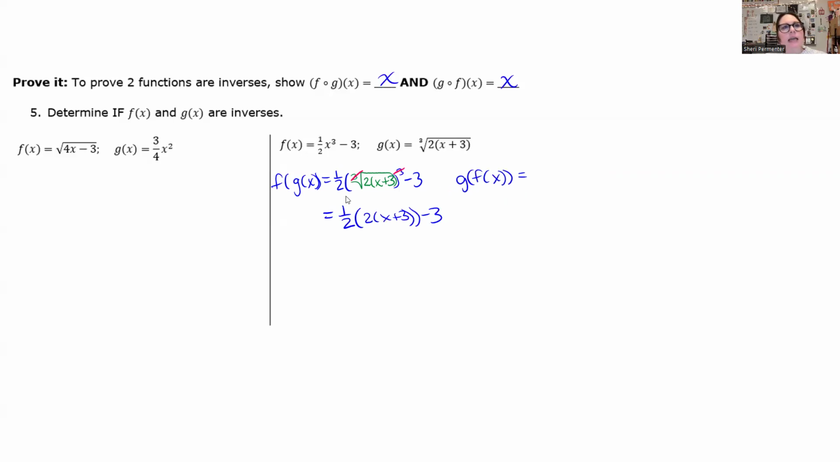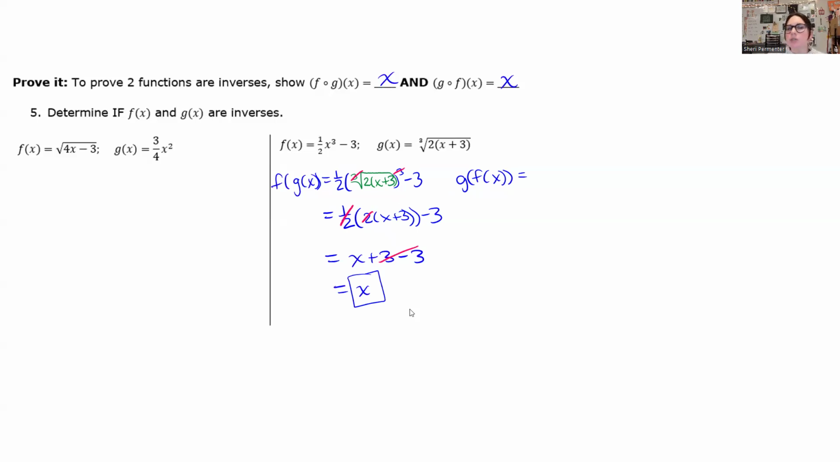Now I can distribute in the 1/2. When I distribute in the 1/2, 1/2 times 2, they cancel. So now I'm left with x plus 3 minus 3. What is plus 3 minus 3? 0. So that cancels. And what am I left with? x. That's awesome. If I can do the same thing with this, then that means these are inverses.